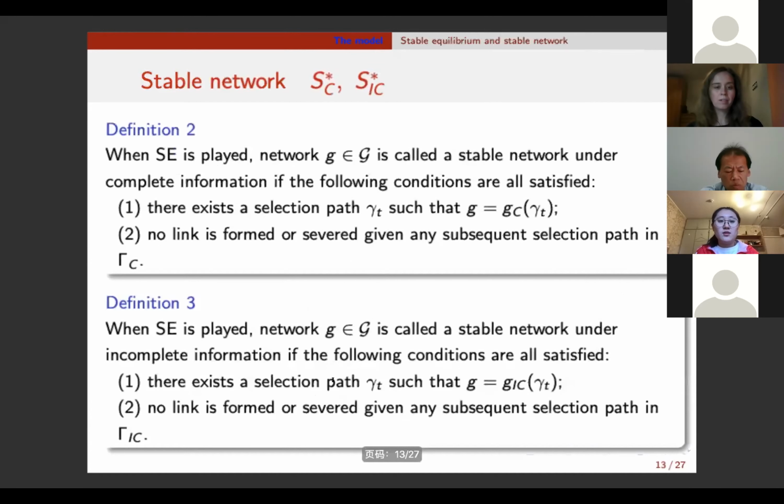Now we want to investigate the stability of networks, so we give a definition. When players play the stable equilibrium in the game, a network g is called a stable network under complete information if there exists a selection path such that after this path network g appears, and no link will be formed or deleted given any subsequent selection path in the game. And the stable network can also be defined under incomplete information.